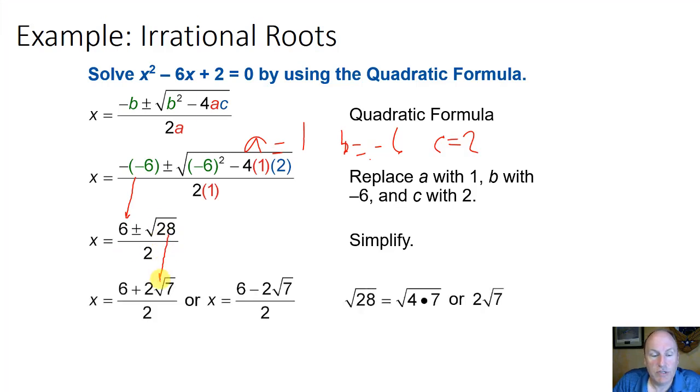So in simplest radical form, square root of 28 is 2 times the square root of 7. So we get 6 plus 2 times the square root of 7 over 2, or 6 minus 2 times the square root of 7 over 2.